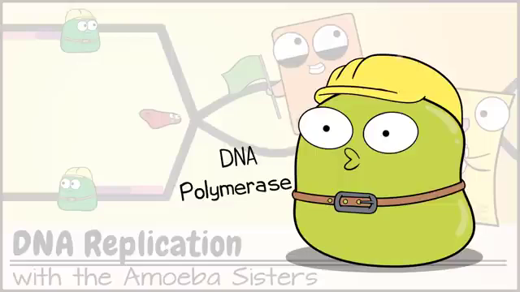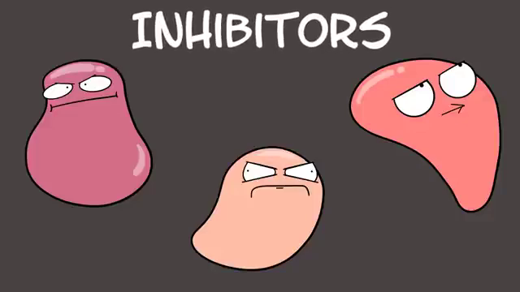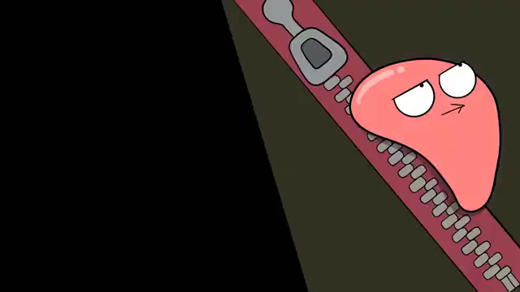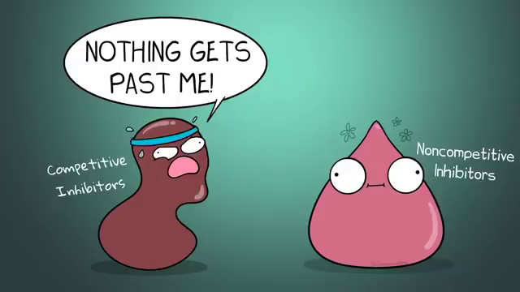You know when we've mentioned DNA polymerase, an enzyme in DNA replication? It often has a zinc ion as a cofactor to help. There are also inhibitors. They might be reversible or not reversible. A lot of that depends on how they bond. They may be competitive or non-competitive.